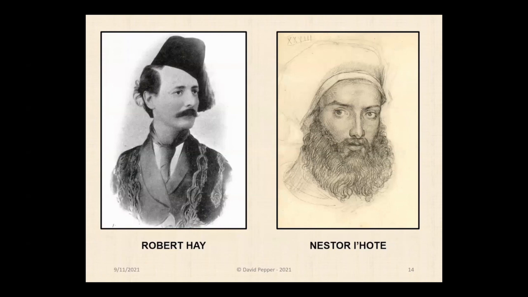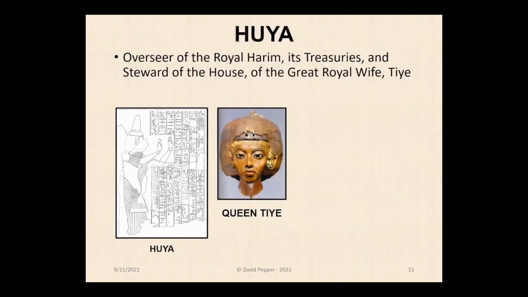Davies used some earlier illustrations drawn by Robert Hay in 1833 and Nestor L'Hôte in 1839, and the Lepsius expedition in 1845 to fill in blank areas that had been damaged by the time Davies recorded Amarna's tomb scenes. I'm using several of Davies' drawings for my talk today. Now let's move on to the foreign tribute scenes at Amarna.